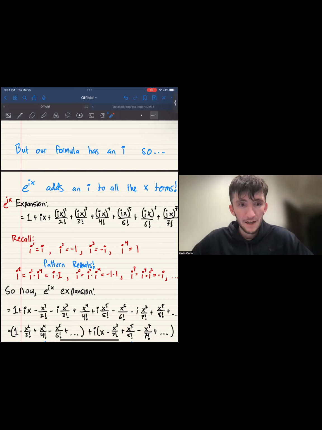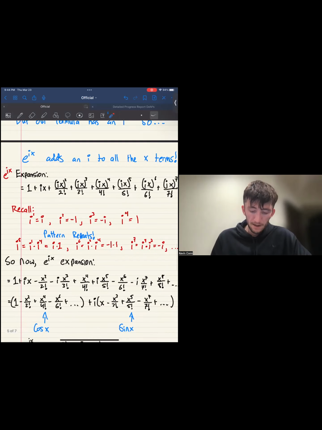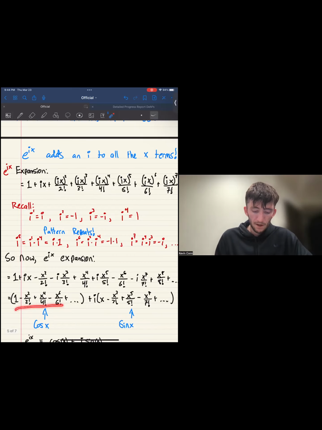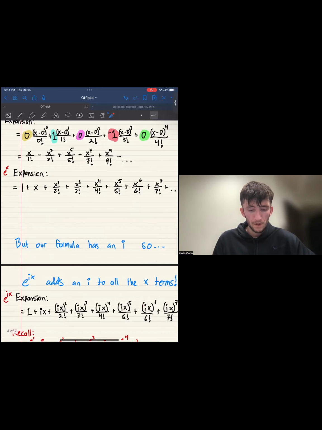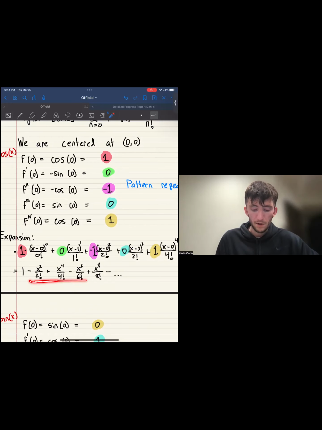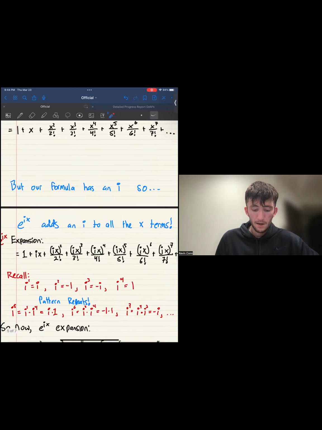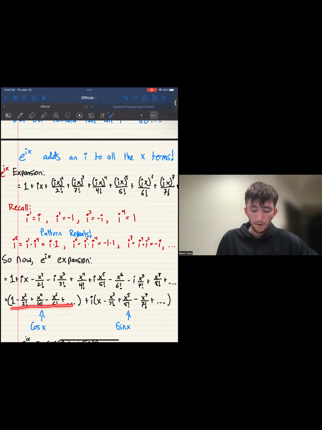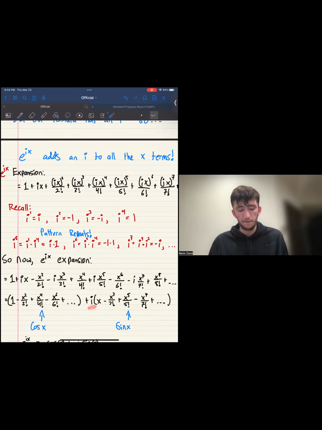And maybe you noticed that this piece here is the Taylor expansion for cosine of x. This is cosine x. We're picking up all the even terms and we're alternating sign. And this is sine x. We're picking up all the odd powered terms, and we're alternating sign. And we have this i out front.